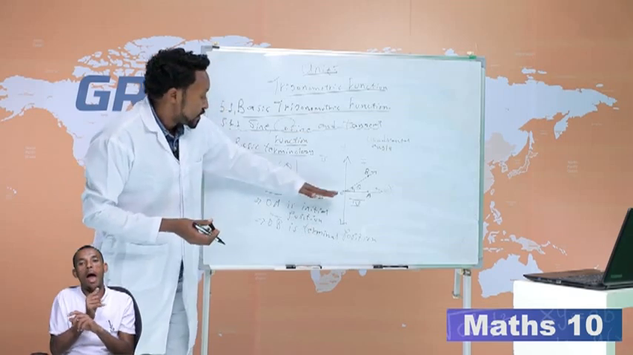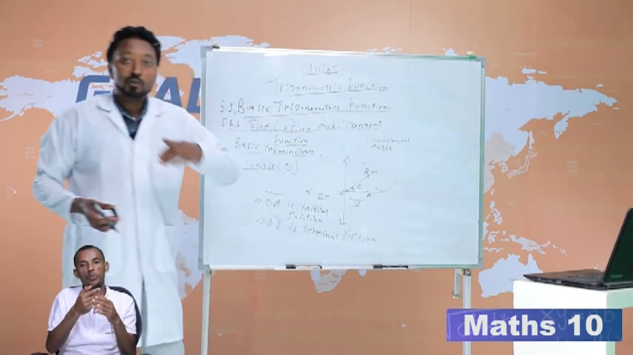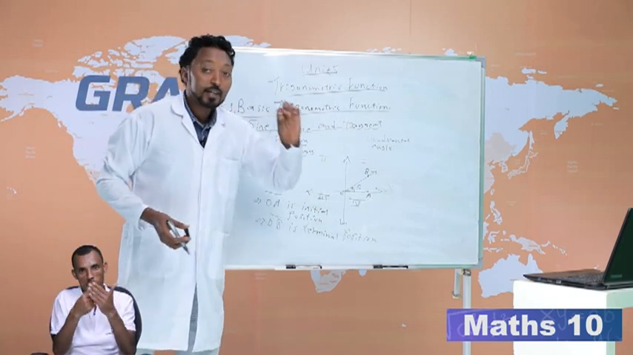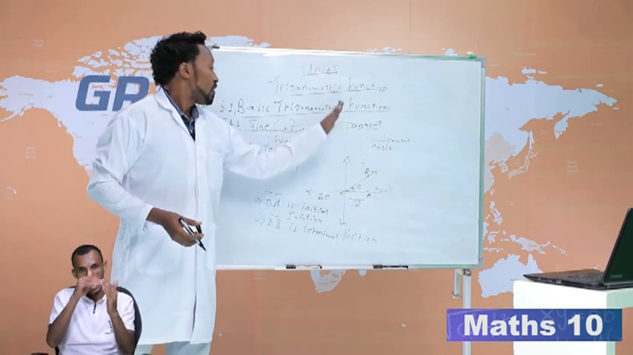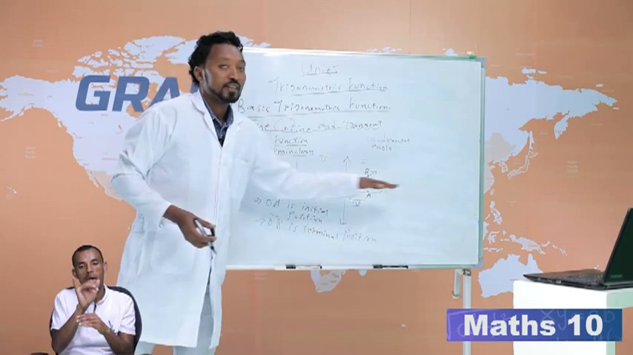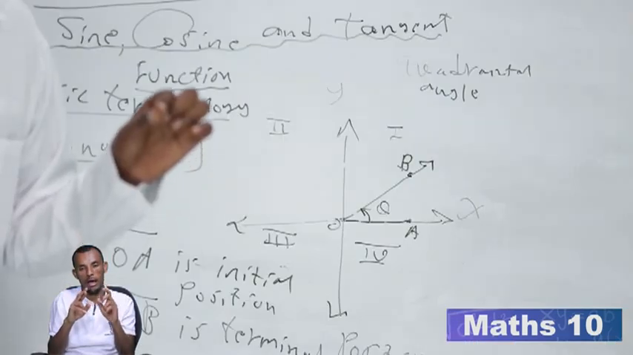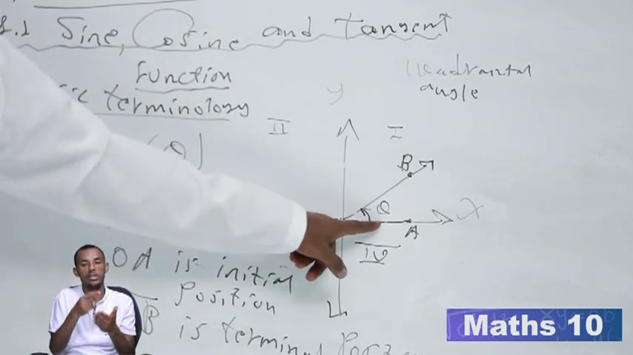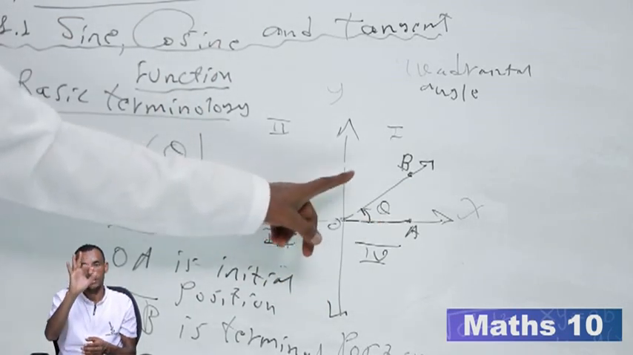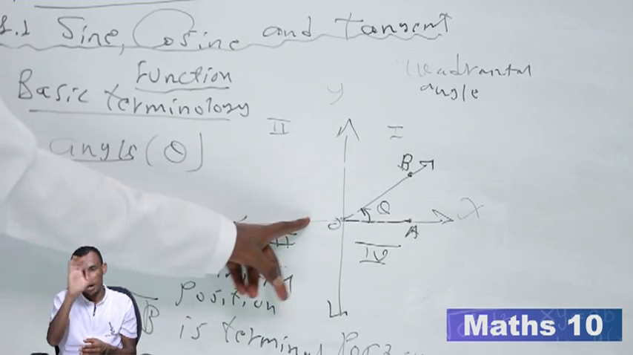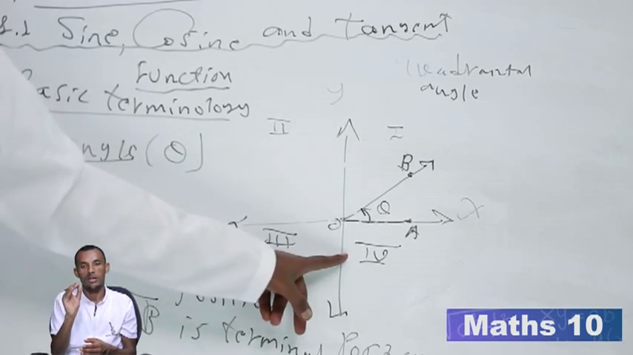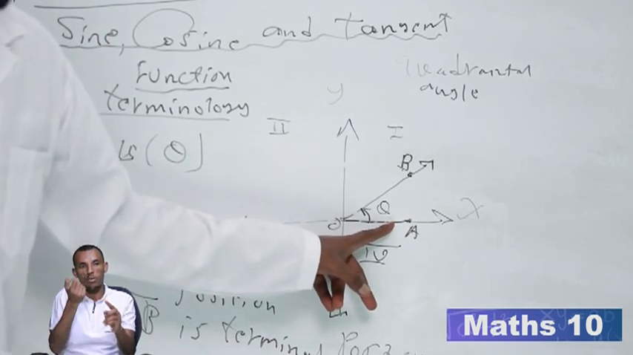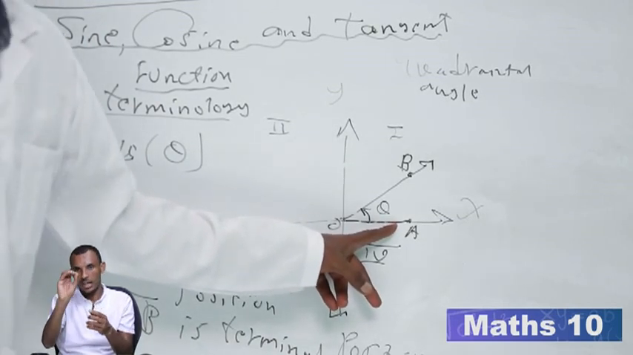The x-axis is this horizontal axis and the y-axis is this vertical axis. Therefore, a quadrantal angle is an angle that lies on the y-axis or on the x-axis. That means here 0 degree, here 90 degree, here 180 degree, and also here 270 degree, and rotating from the initial position, here 360 degree. These angles are known as quadrantal angles.